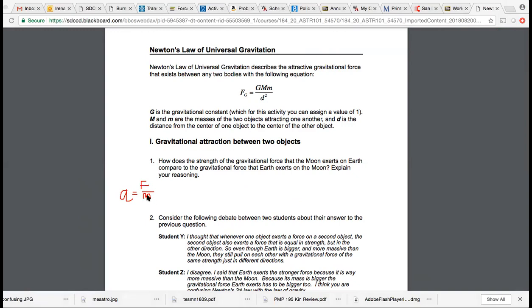So if the Moon and the Earth feel the same force, but Earth has way more mass, 4 times more mass, it's going to be affected 4 times less by that force. The force will affect the Moon more because it's tinier. Okay. Does that make sense? Yes. It really is common sense.